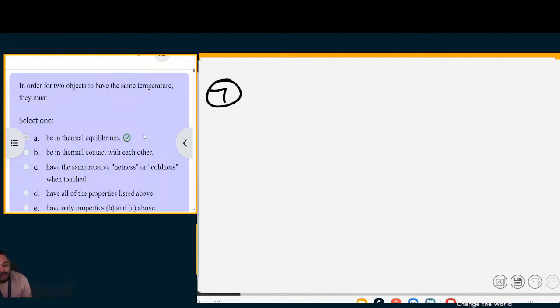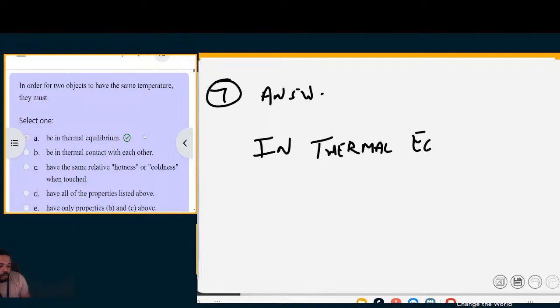The answer is they will have the same temperature if and only if they are in thermal equilibrium.